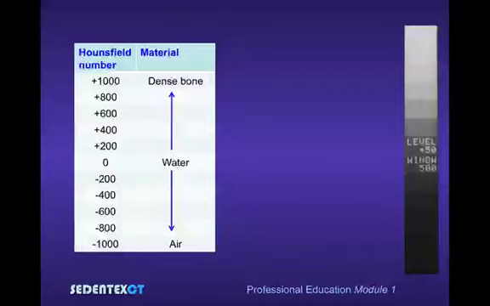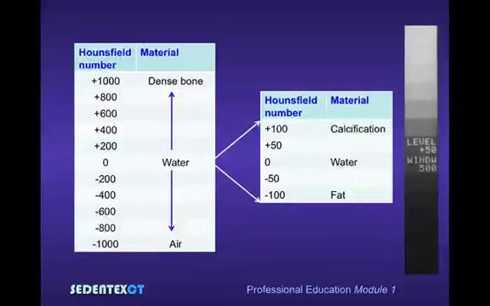Water, which is typically representative of soft tissue, is given a Hounsfield number of 0. If we expand this central point, we'll see that within the soft tissues we have a range of -100 for fat, through to plus 100, where calcification will start to be apparent.